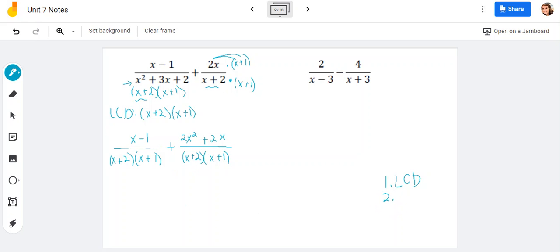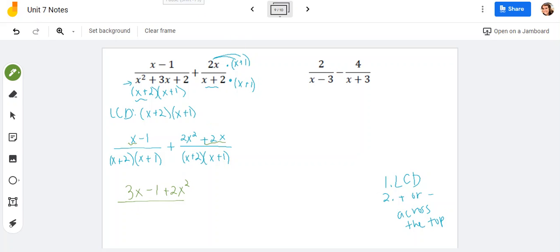So once I've figured out that LCD and I've made each denominator the same, then I just add or subtract across the top. So looking at my common terms, or my like terms, I see I have an x plus 2x, so that's going to make 3x. Minus 1 and 2x squared are not like terms, so I can just copy those down.